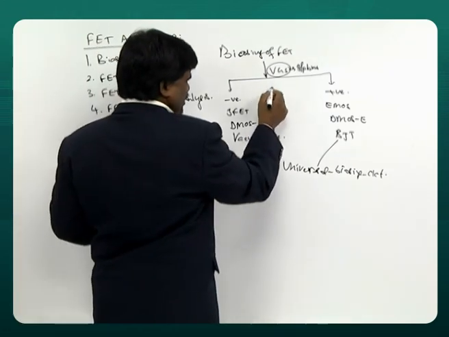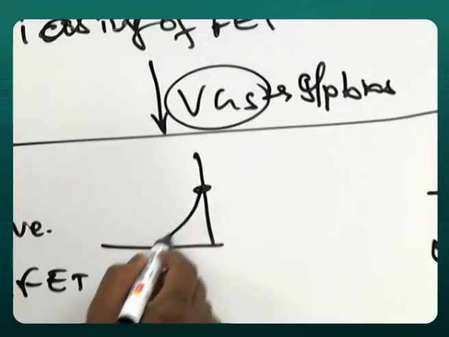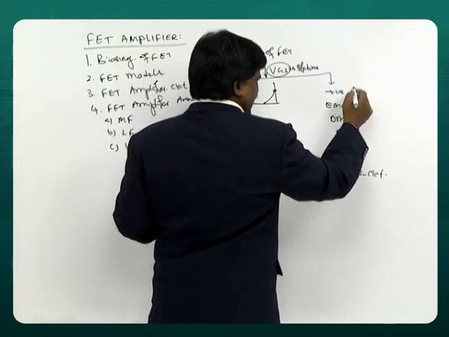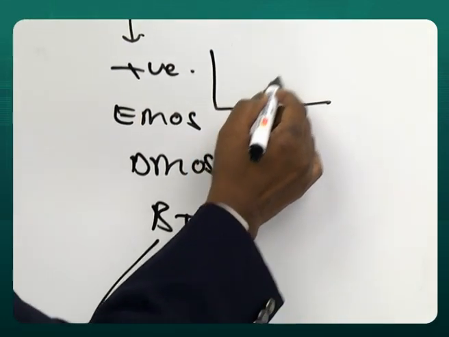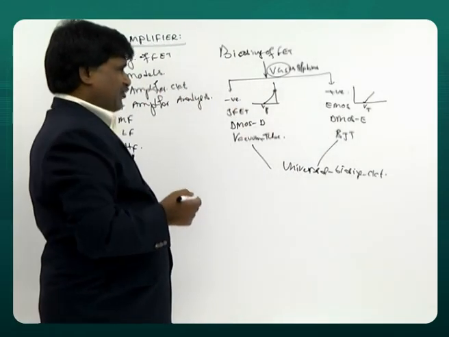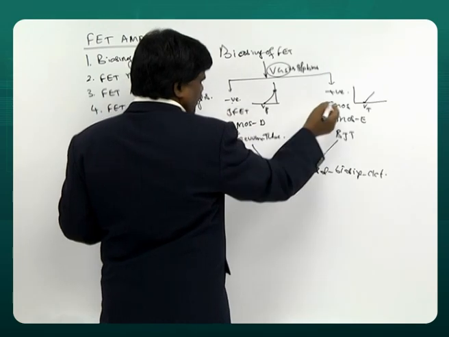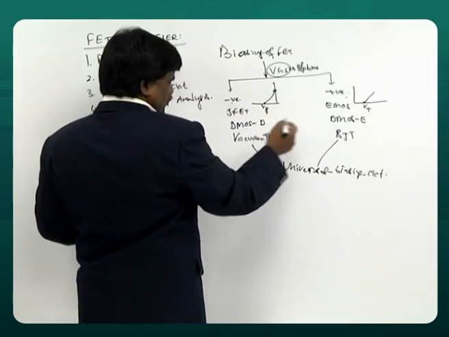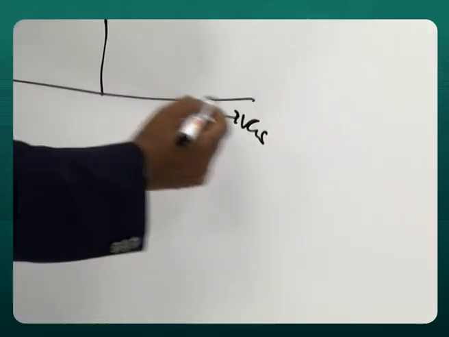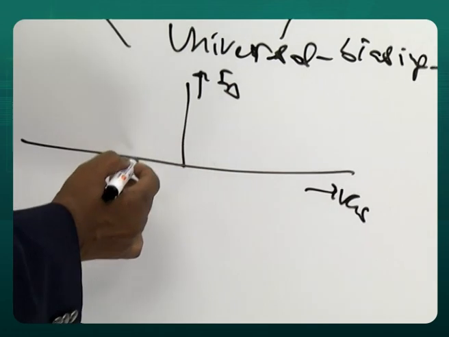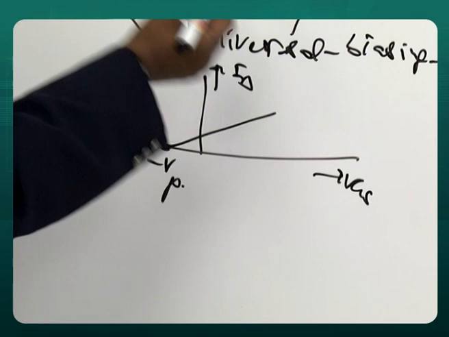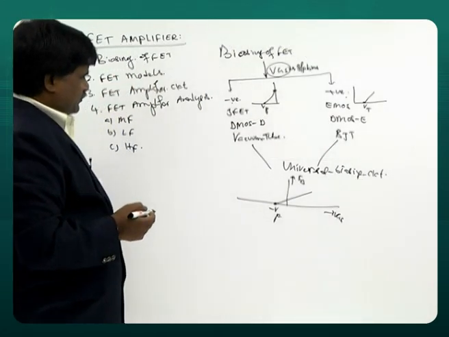For example, if you see JFET, this is the characteristics. That's why negative. If you see enhancement MOSFET, this is characteristics, VP and VT. That's why I said negative here, positive here. If you see depletion MOSFET, it has both positive and negative. Negative here, positive here. Understand?